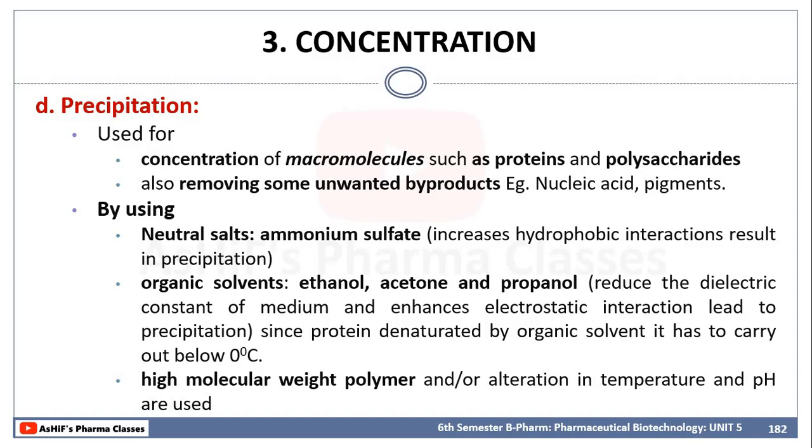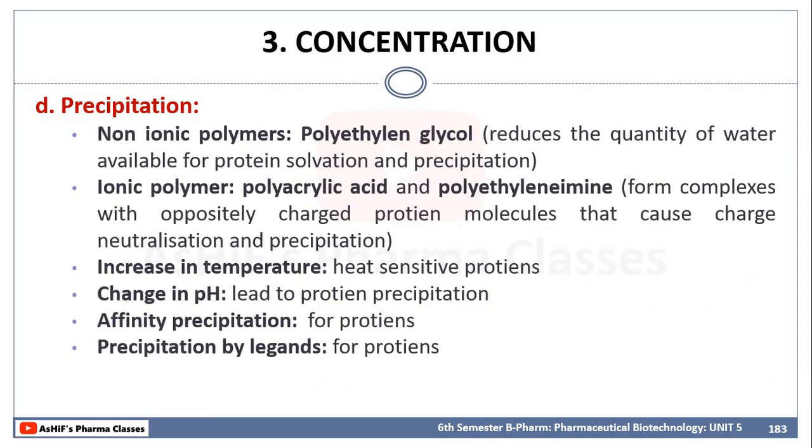And it can be done by either using neutral salt like ammonium sulfate, or by using organic solvents like ethanol, acetone, propanol, or by using high molecular weight polymer with some kind of changing the temperature as well as the pH, or by using non-ionic polymer like polyethylene glycol, or by using ionic polymer like polyacrylic acid or polyethylamine, or by increasing the temperature in case of heat sensitive preparation, then by changing the pH, by affinity precipitation reaction for protein, and precipitation by ligand.